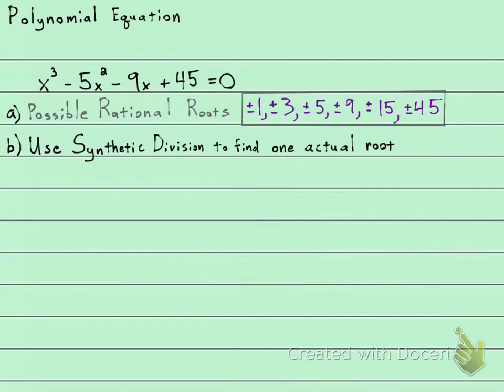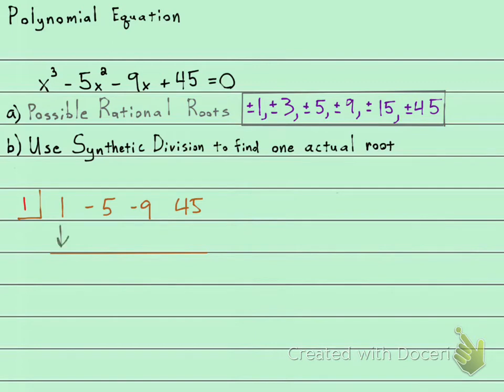Hopefully we'll find one. I'm just going to go down the line. I'm going to do +1, and then -1, and then +3 and -3, and I'm just going to keep going until I find one. So let's set up our synthetic division. I'm going to use the coefficients 1, -5, -9, and 45. And the first number I'm going to try is 1.